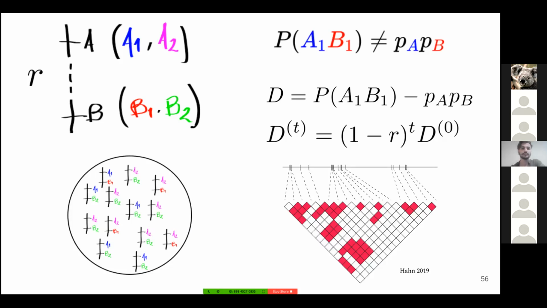This non-independence of genotypic configurations will cause a correlation structure of alleles across the genome. And in nature, there will be blocks of the genome that will show high allelic frequency correlations. These blocks are known as linkage disequilibrium blocks.